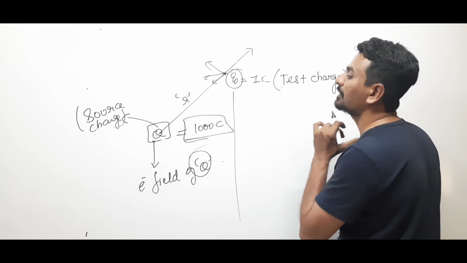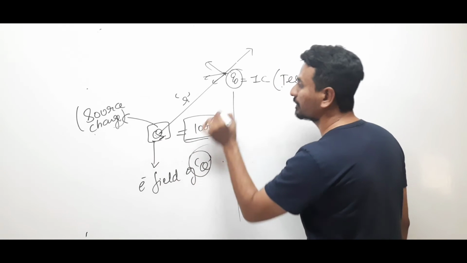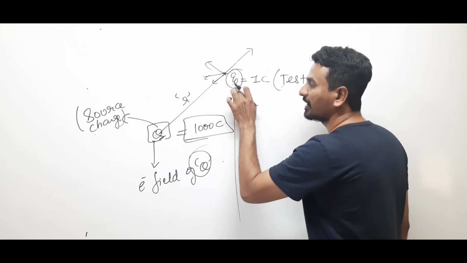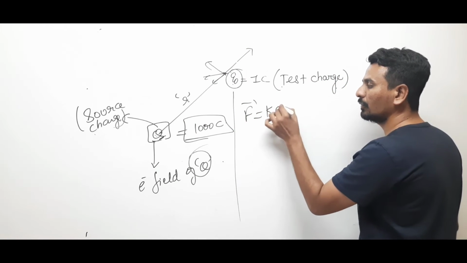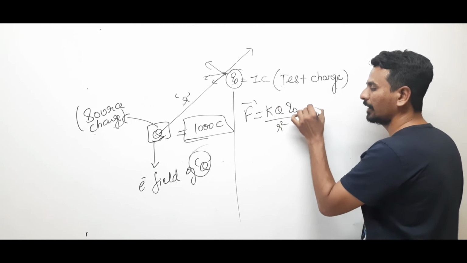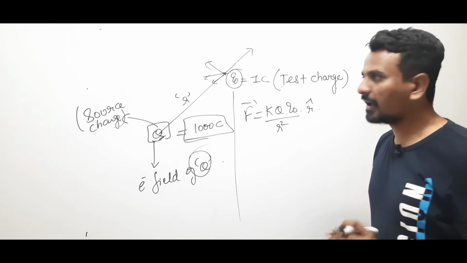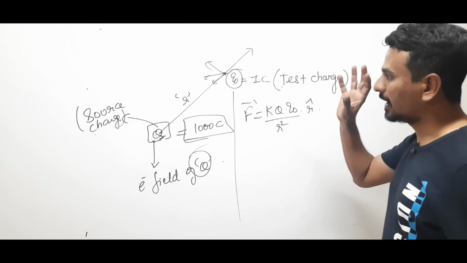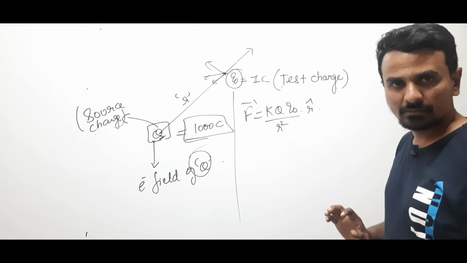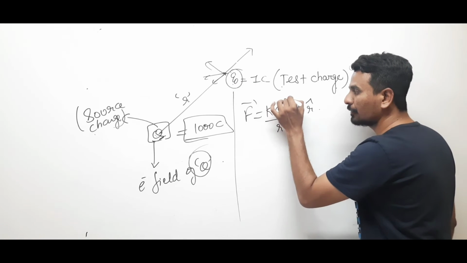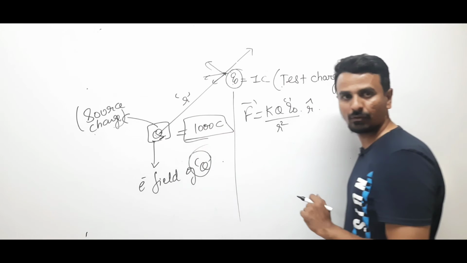Now, electric field is basically the effect produced by this charge. So what effect is this charge producing on this charge? This charge is facing a repulsive force, which is equal to KQQ0 by R square into R caret. R caret represents the direction of the unit vector. Clear? Now see, students, from this equation, if I am taking Q0 as 1 coulomb, only then I will get the electric field of this charge Q.